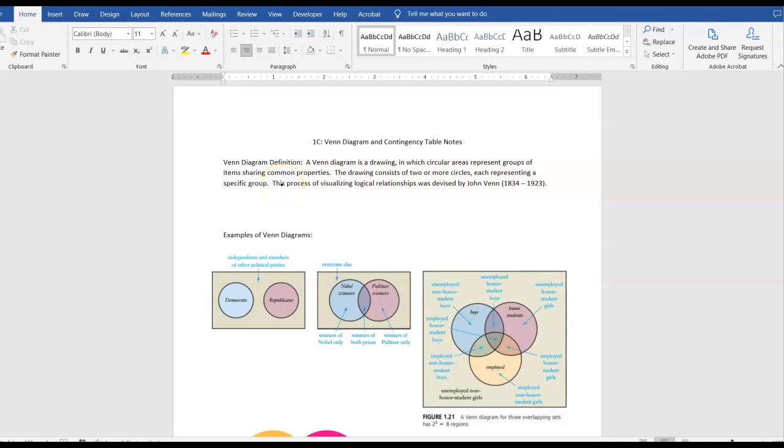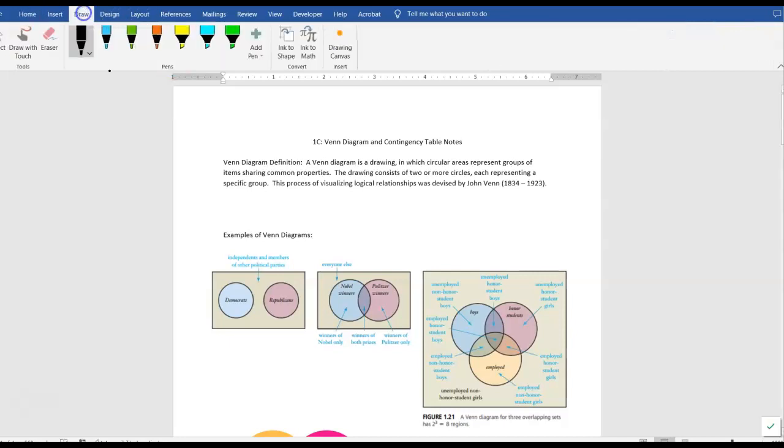So in this lesson, we're going to talk about Venn diagrams and contingency tables. A Venn diagram is a diagram in which the circular areas represent groups of items sharing common properties. It was developed by a gentleman named John Venn. Most often we see 2 and 3 circle Venn diagrams, and there are such things as 4, 5, and 6, although those get quite complicated.